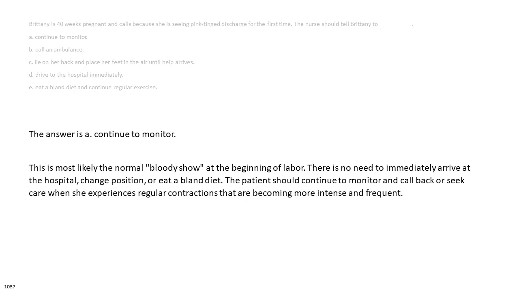The answer is A. Continue to monitor. This is most likely the normal bloody show at the beginning of labor. There is no need to immediately arrive at the hospital, change position, or eat a bland diet. The patient should continue to monitor and call back or seek care when she experiences regular contractions that are becoming more intense and frequent.